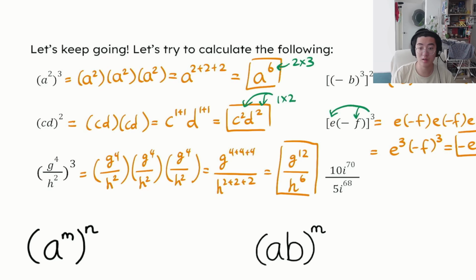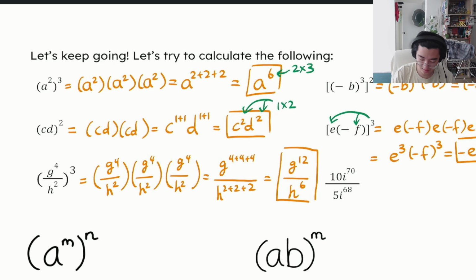Alright, so the 12 up there is just 4 times 3 up here. Right, we got the 4 up here and the 3 over here. And then the 6 is h squared to the power of 3. Plus everything's out of the bracket.